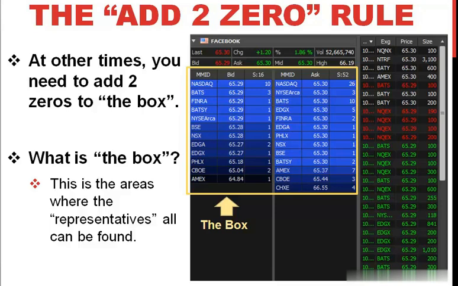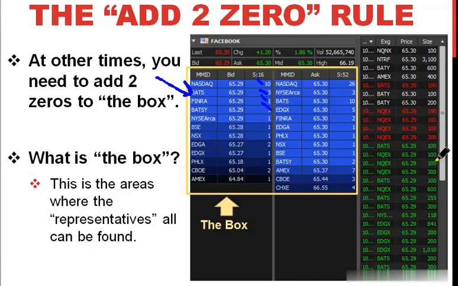So over on our level 2s, this whole area here is, hey, look, it's a box, and that's what you call it, the box. So this is where all the market makers are hanging out, and at the same time, you may need to add this rule to this too. What do I mean? Well, if you look over here, you can see 10, 3, 1, 1. And this is actually all part of the same level 2. So it's a little bit goofy.